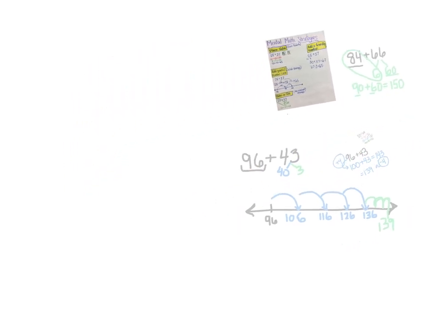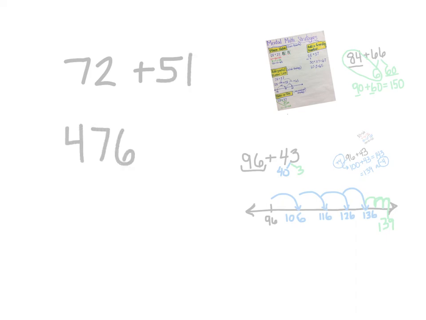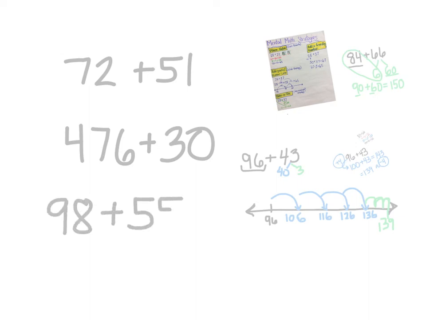Here are your challenge problems for tonight. We have 72 plus 51. We have 476 plus 30. We have 98 plus 55. Ooh, I know that one already. 430 plus 97.